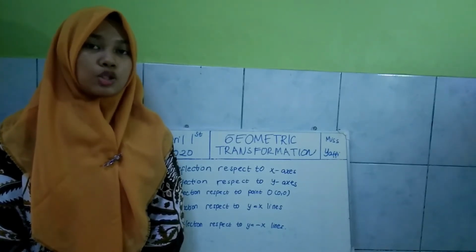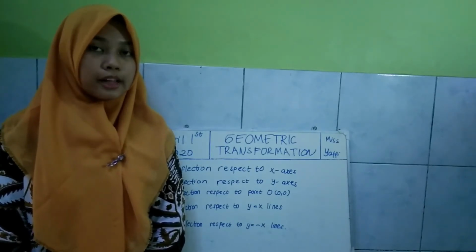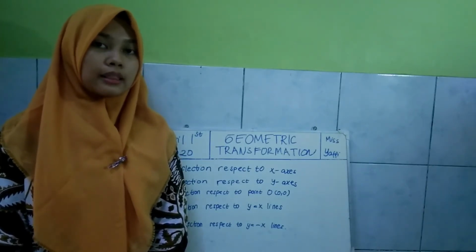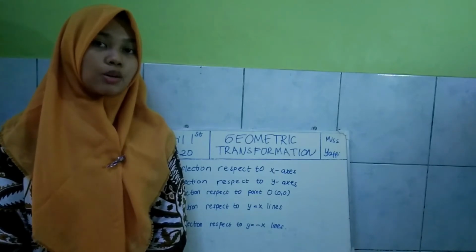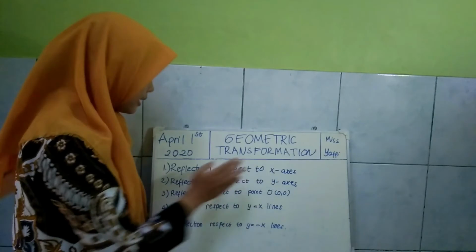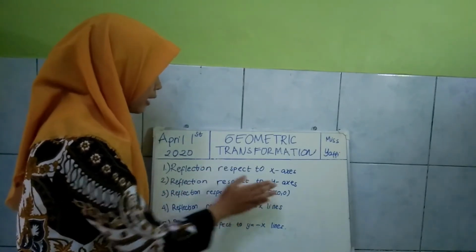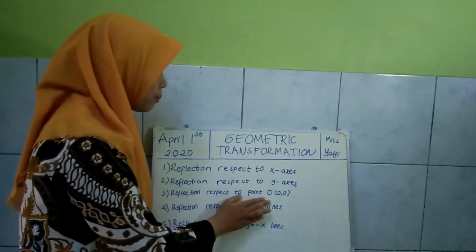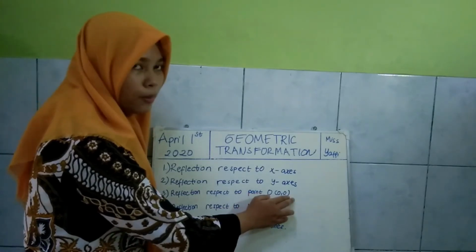Okay, that's good. Today we will study in groups. Each group will contain 3 to 4 students. Groups that contain 4 students will discuss reflection with respect to the x-axis, reflection with respect to the y-axis, and reflection with respect to point O with coordinates 0, 0.